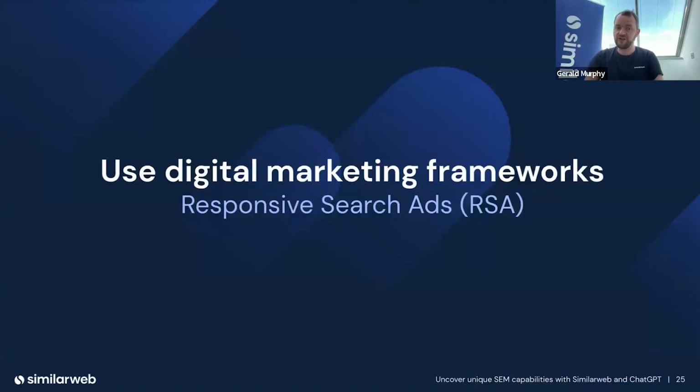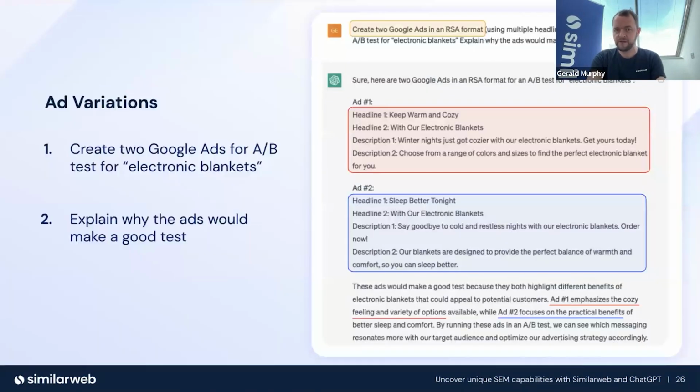Now, actually, it's not just about using ChatGPT for standard frameworks. Be strategic and think about the digital marketing frameworks. So in the world of paid search, we have a lot of frameworks, one of which is responsive search ads, RSA. So simply ask it, create 2 Google ads in an RSA format using multiple headlines and descriptions for an A/B test for electric blankets. Explain why the ads make a good test.